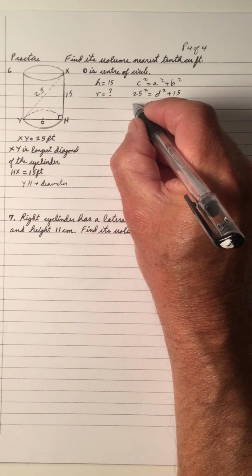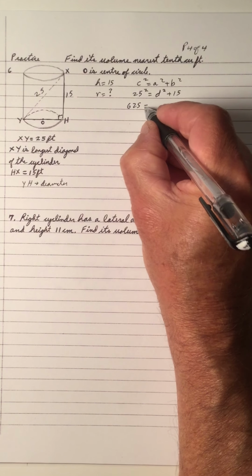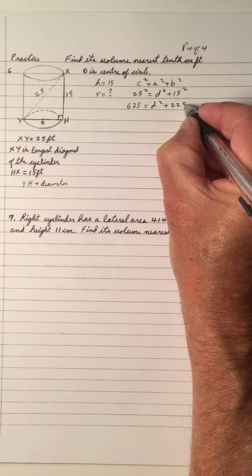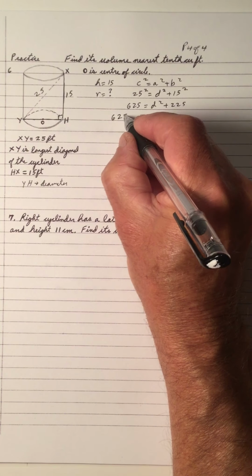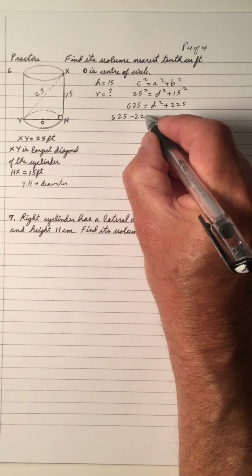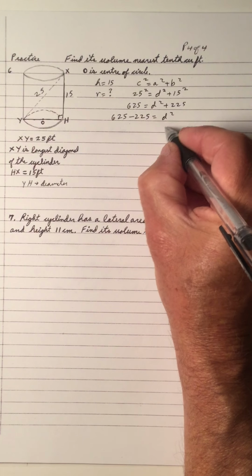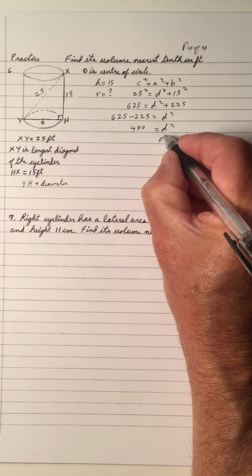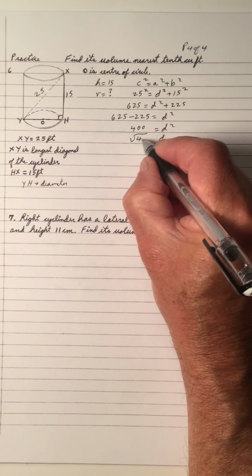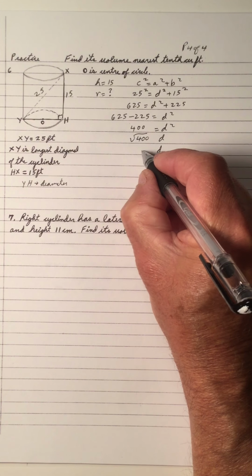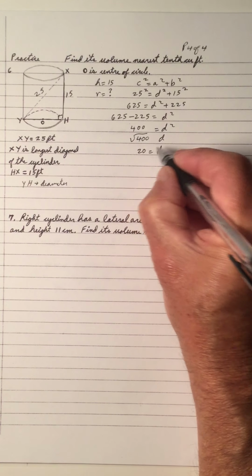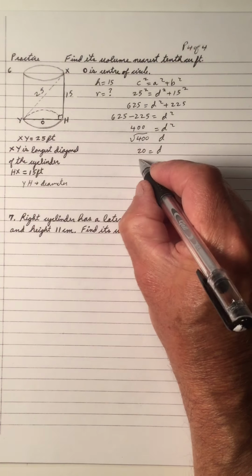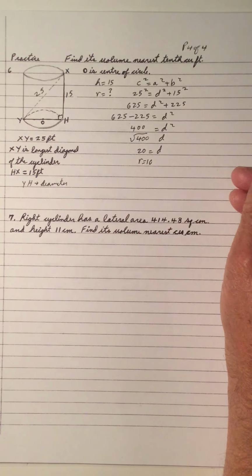So 25 squared is 625. D squared, 15 squared is 225. And we do transposing, so we bring the 225 to the left and make it a minus. So D squared is equal to 400. D is equal to the square root of 400. So D is equal to 20. And that means if D is 20, that's your diameter, your radius is half of that.